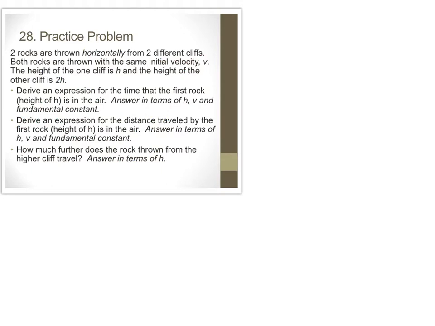Okay, so moving on to this problem, we have two rocks that are thrown from two different cliffs, one with a height of h and another with a height of 2h, and we want to solve for some things about these two rocks. So we're going to start here with this one that's thrown from a height of h. We want to derive an expression for the time it's in the air and the distance traveled.